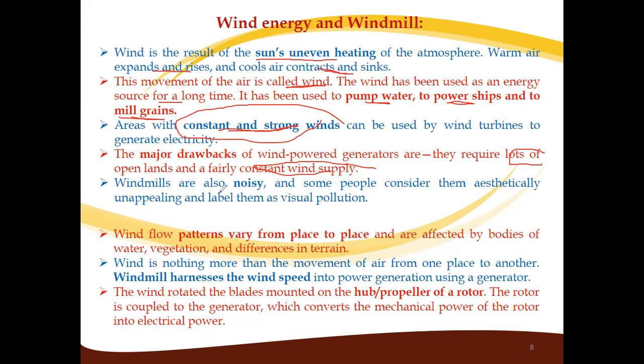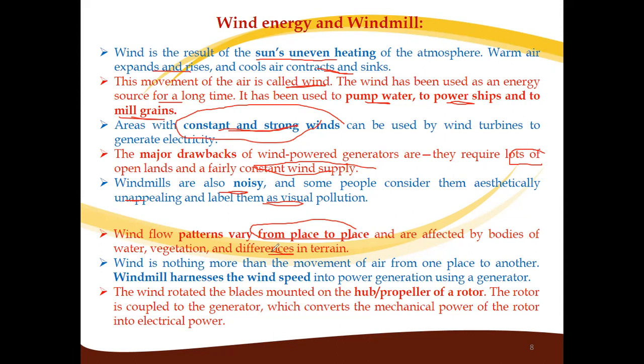Also, a windmill is noisy, and some people consider these windmills aesthetically unappealing, and because of that, it produces some visual pollution also. So this is one of the key areas of concern with the windmill. Now, the wind flow pattern varies from place to place, and it is affected by bodies of water, vegetation, and different terrains.